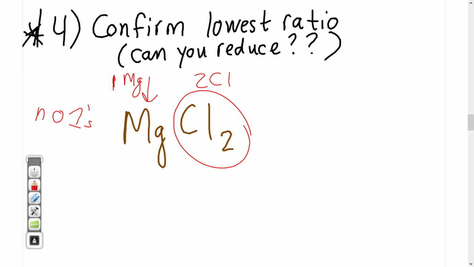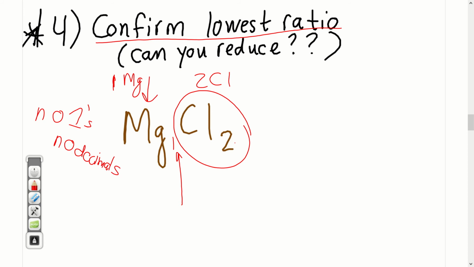Now, what we can do with this, and I put a star next to this step because this is one that's really important that you have to check, but you might not have to do anything. We have to confirm what's called the lowest ratio. In other words, is there a number that I can divide into 1 and 2 that can make that smaller, so that I can make that number closer to 1? I cannot have decimals. No decimals, no fractions, nothing like that, okay?